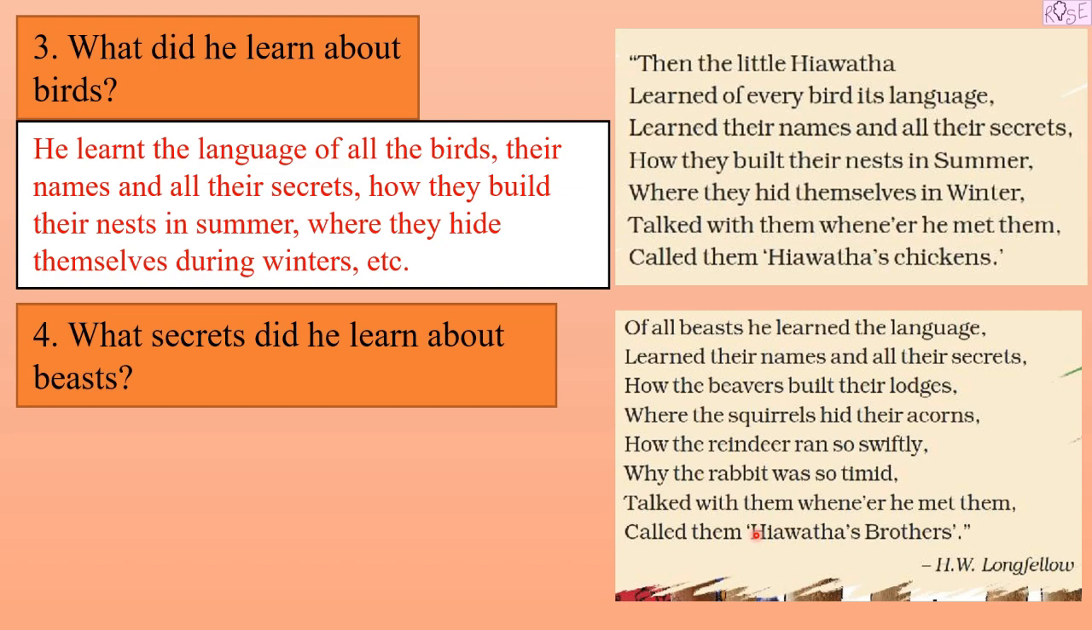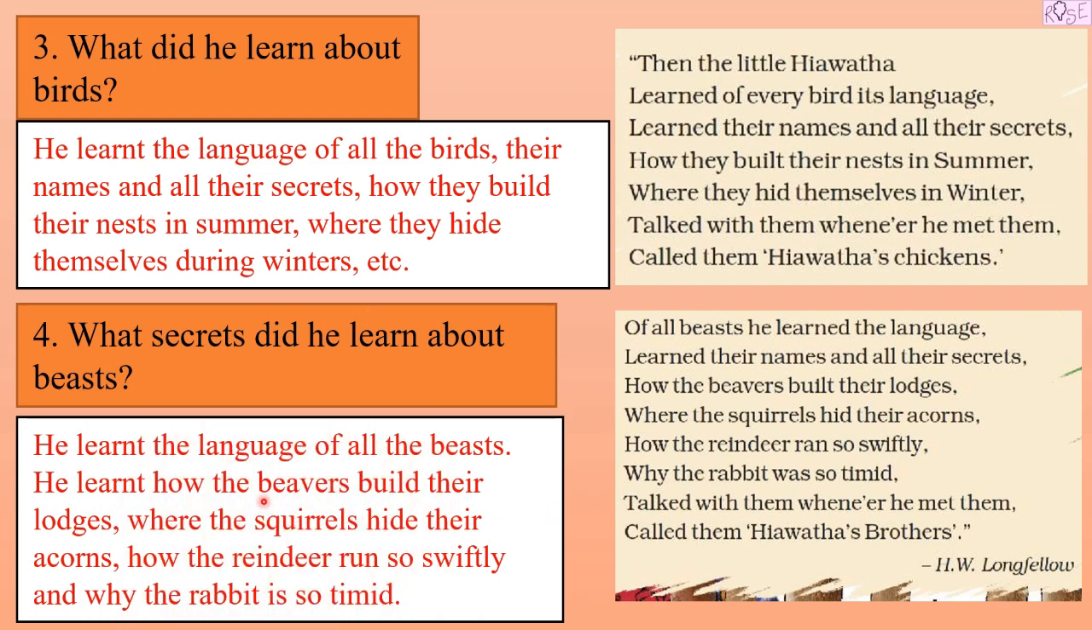So these are the things that Hiawatha learned about the beasts. Let us write it in the form of sentences. He learned the language of all the beasts. He learned how the beavers built their lodges, where the squirrels hide their acorns, how the reindeer run so swiftly, and why the rabbit is so timid. All these secrets were told to Hiawatha by the animals themselves. And who are beasts? Beasts are all the animals that we consider wild.